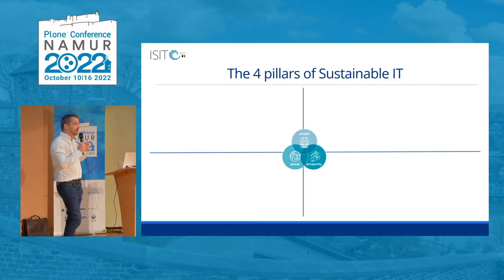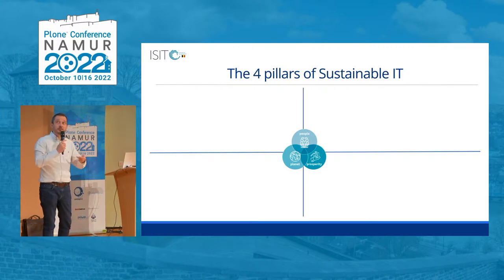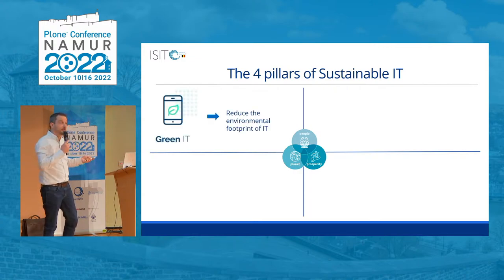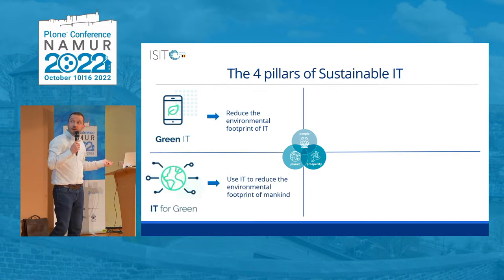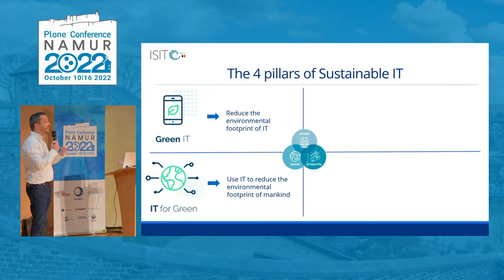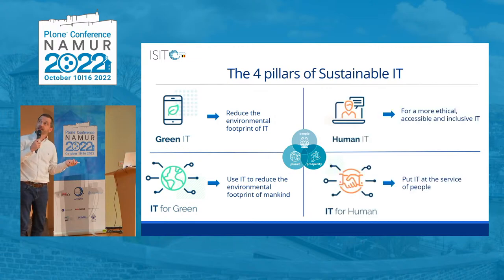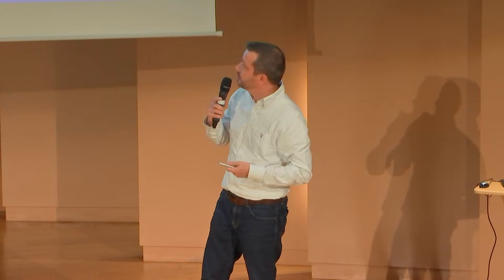What we try to do is to translate sustainable development terms from people, planet, prosperity into IT actions. The first one is about green IT, how to reduce the footprint of IT itself. The second one is about IT for green, how can we maximize the environmental benefits that IT can bring. And then the same question from a social perspective, how can we reduce all the problems related to ethics, artificial intelligence, etc., but also how can we create services that really help humans and society at large.